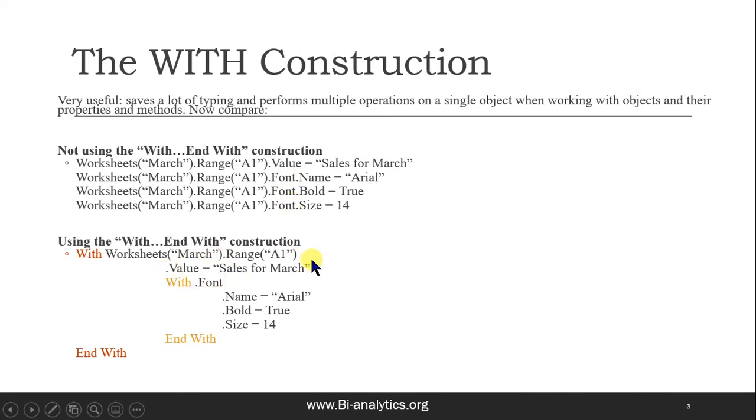Range A1.Value, then .Font, .Name, .Bold equals True, .Size equals a number. So with .Font, End With, End With. This is called a With within a With. It is very easy. You need to understand it is like brackets, taking the common thing out and then applying the properties.